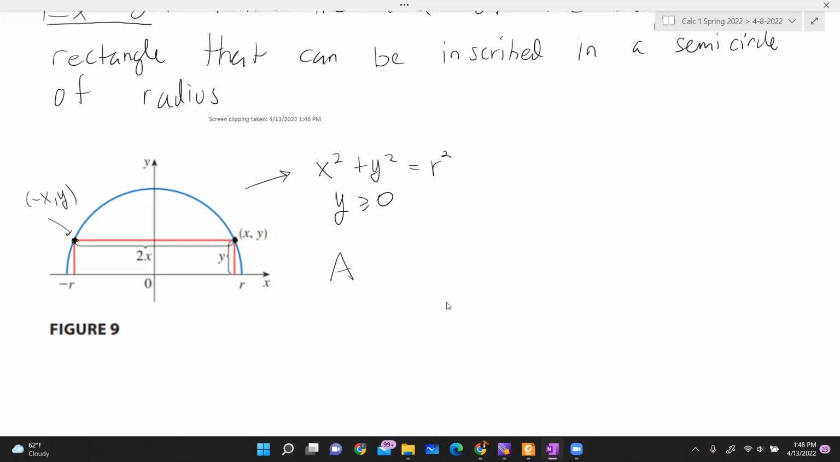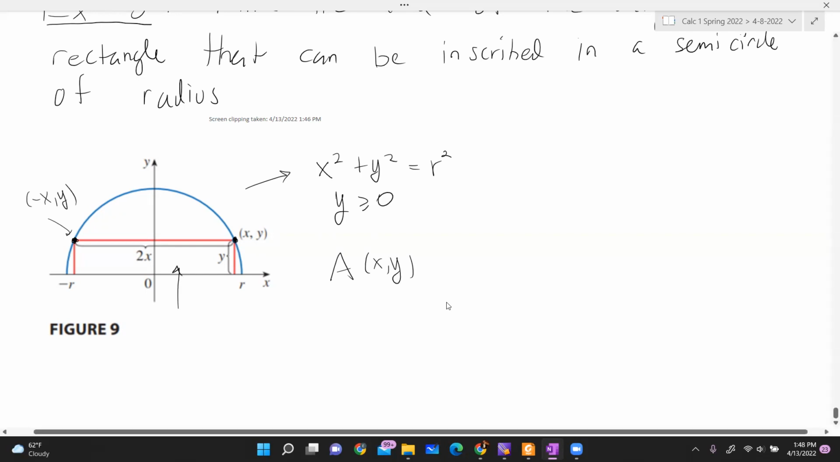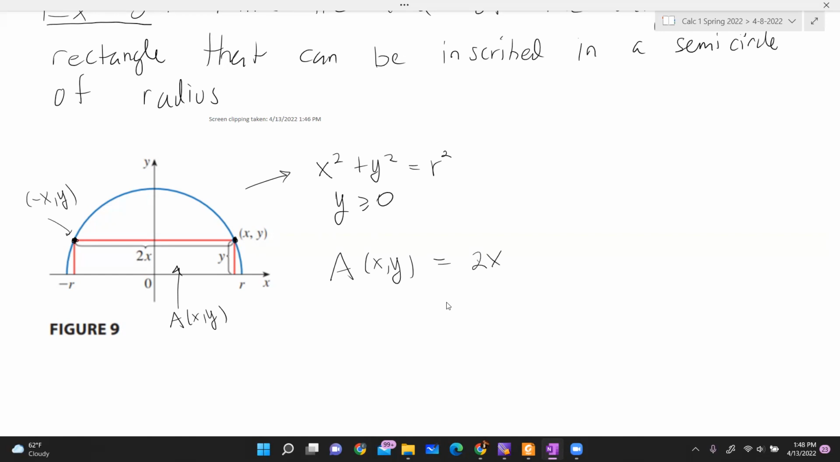So the area of this rectangle, we're going to call A of (x, y), because technically it's a function of x and y. It's going to be 2x times y. So the base is 2x, because this distance right here is x, and then this distance right here is x. So that's how you get the 2x times y, where y is the height.